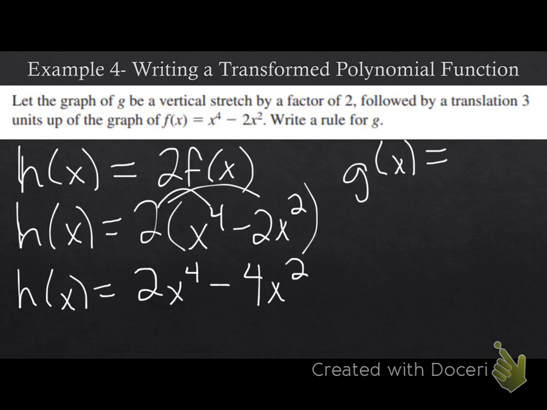Anyone have that chart down from Friday that they can look at for me? The vertical translation was what? f of x plus k is the formula I'm looking for, but it will be plus 3 here. So we're doing this to our h of x function. I'm just adding my number, the number of units of my translation, to my function.